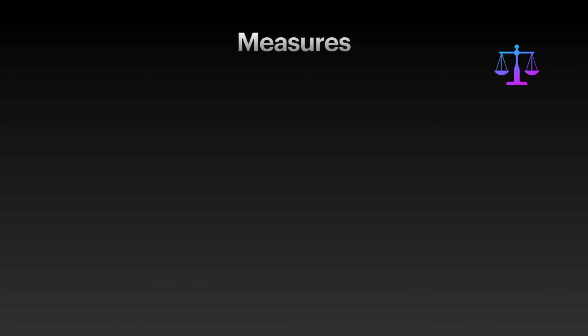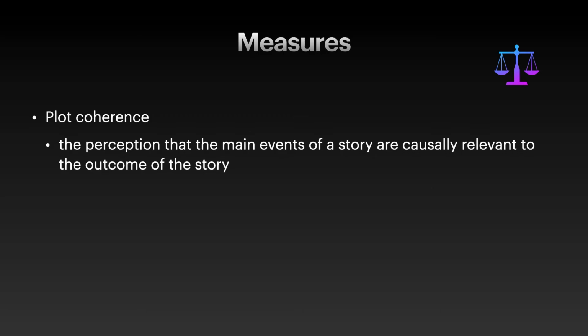To compare the approaches, Riedl proposes 2 measures for balancing the plot and character. The first measure is plot coherence. It refers to the perception that the main events of a story are causally relevant to the outcome of the story. This means that the plot progresses logically from one event to another, and the story is not just random events put together. If the causality present in the story is high, plot coherence is also high.